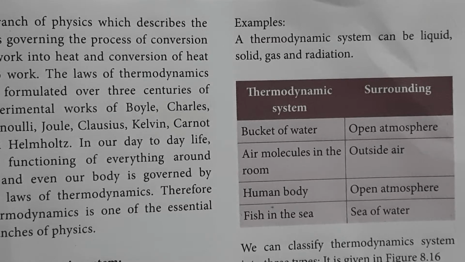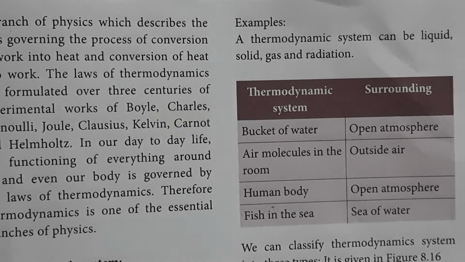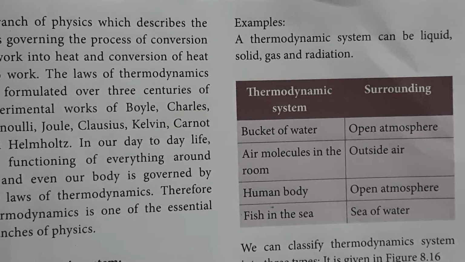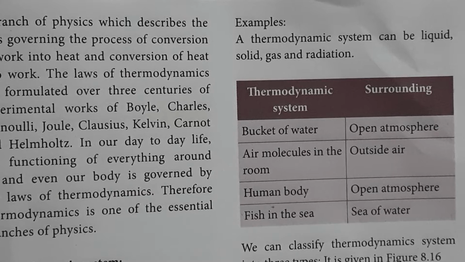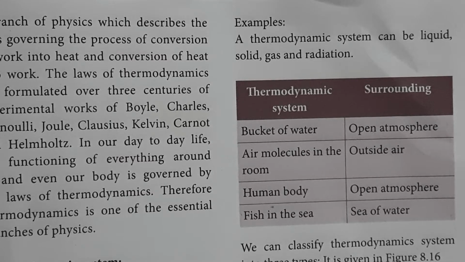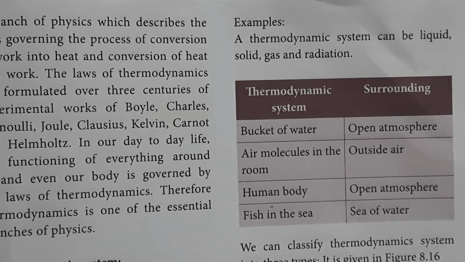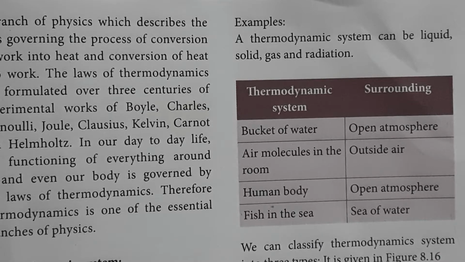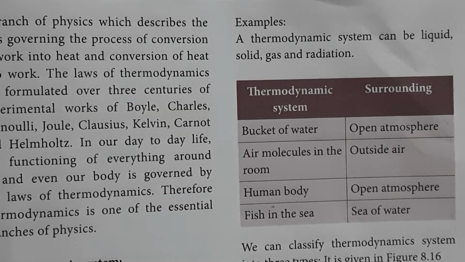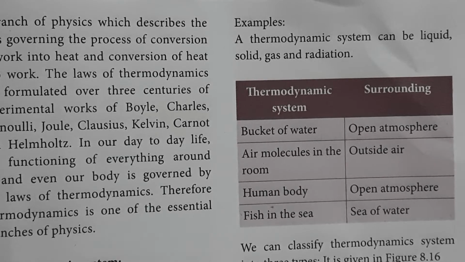Let's see that bucket of water. If a bucket of water is taken as a system, then the open atmosphere is the surrounding. Air molecules in the room are considered as a system, and the outside air is considered as the surrounding. Human body as a system means the open atmosphere is the surrounding. Fish in the sea is the system, and the sea water is the surrounding. Understand? So this is the concept of system and surroundings.